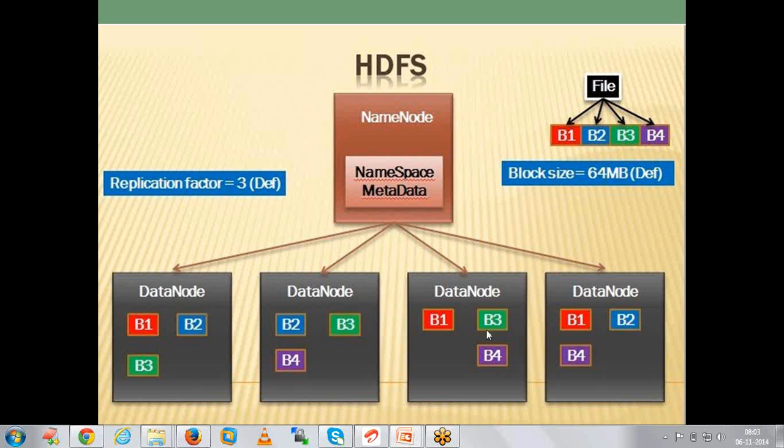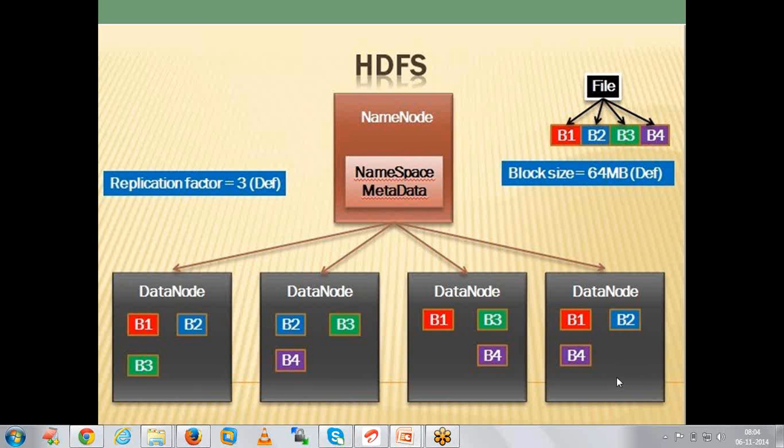So B1, B2, B3 and B4 are the spread data. Then B1 will be replicated to this data node and this data node. Two more copies are replicated. At the same time, B2 is replicated to this machine and this machine. So here the framework will take care of distributing the data.